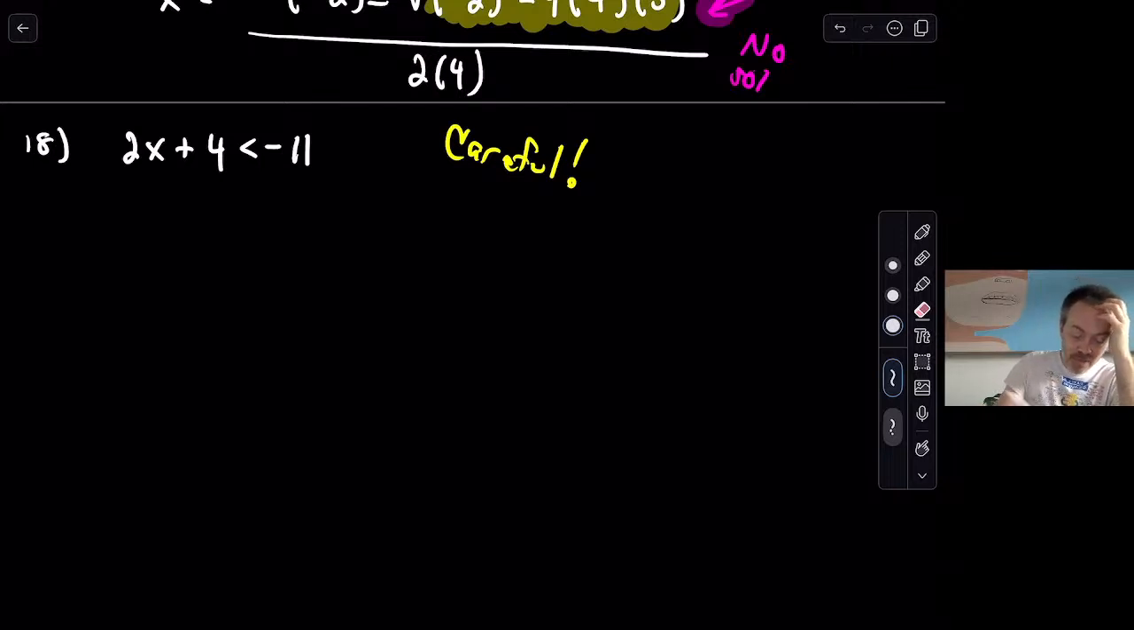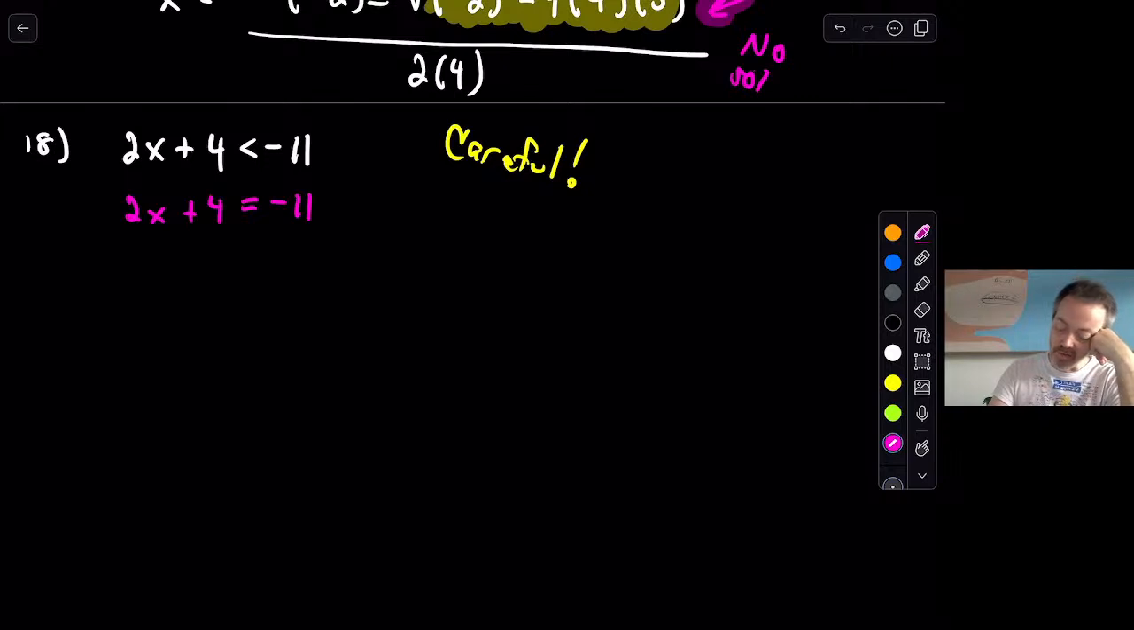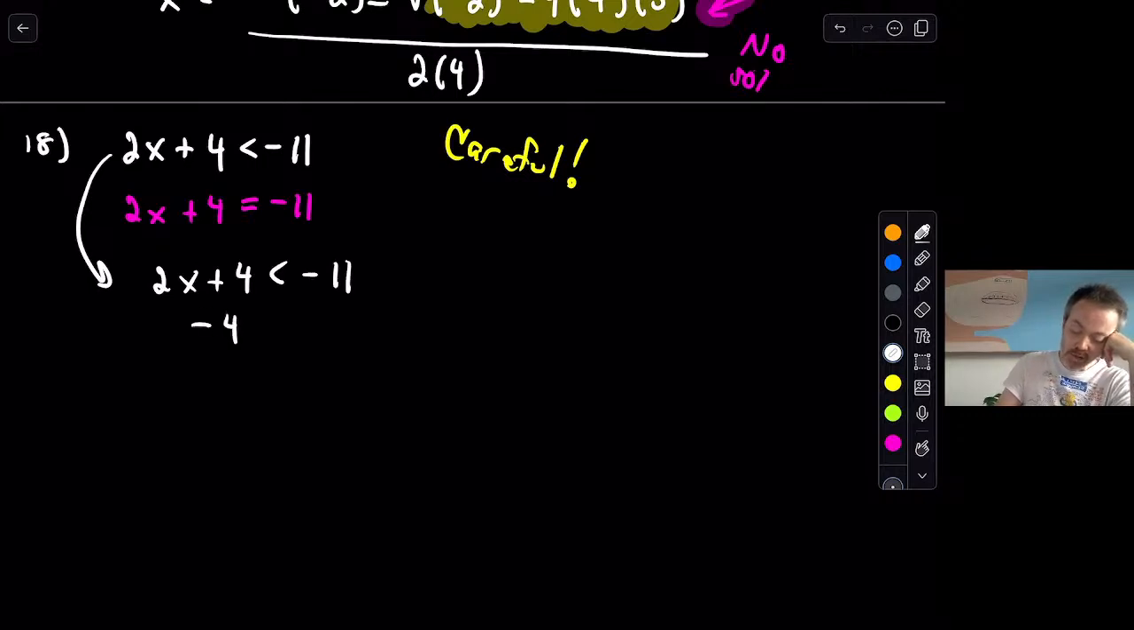So in my head, when I'm looking at this, I'm almost thinking, forget about the inequality. What if it was an equation? How would I solve that? Well, that's linear. I would subtract 4, and then I would divide by 2. Well, guess what? You do the same thing here. There's nothing different about it. So I could still subtract 4.